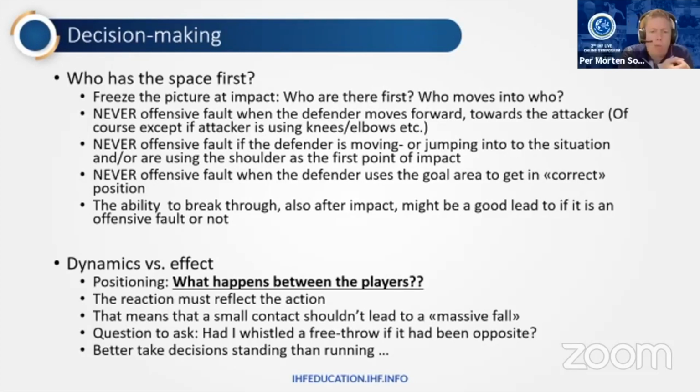Yeah. Of course, it's allowed to jump if you jump straight up to try to block a shot, for example. You jump straight up. You are not jumping towards the attacker, but you are jumping straight up, and the attacker has taken too little distance and is jumping into you. Of course, that's an offensive fault, even if you are jumping. But when you are jumping into something, like Michael said, then it can never be an offensive fault.